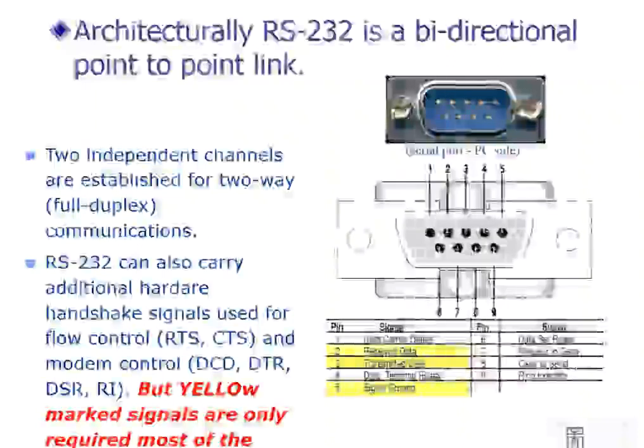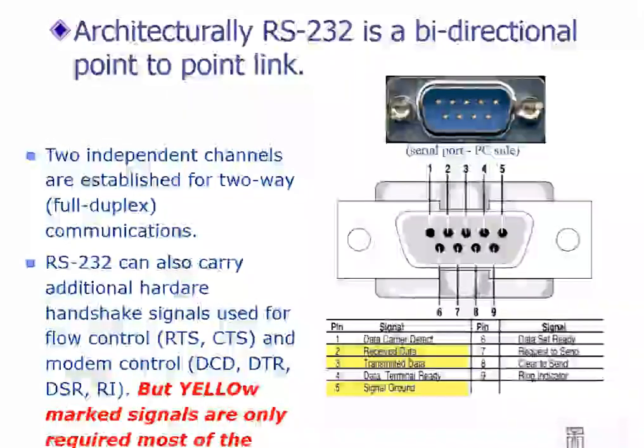Now, architecturally, RS232 is a bidirectional point-to-point link. You can see the connector which is on the PC side, the RS232 connector with the 9 pins. Among the pins at the bottom, the yellow marked ones, that is pin number 2, 3, 5, are usually the only ones required to have simple communication between the device and the PC. The others are called hardware handshaking signals, which are required in advanced RS232 applications which are not discussed in this tutorial.